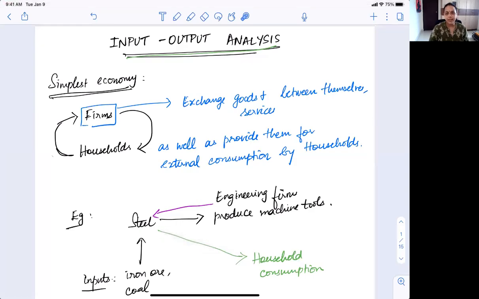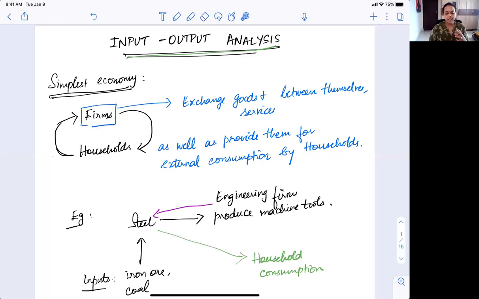Hello everyone. So this video is going to go over the topic of input-output analysis, which will apply the matrix algebra that we've been learning so far. So to get started with understanding what input-output analysis is all about, let's think about a simple economy with just firms and households. And this may actually be familiar to you from a typical circular flow diagram that you would have seen in introductory economics courses.